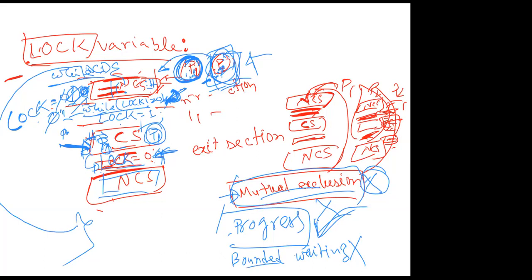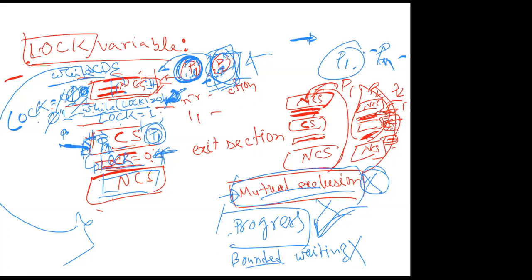Some properties for the lock mechanism. It is a multi-process solution. Okay, any number of processes can use this mechanism, any number P1, P2 till n. Why is it a multi-process solution? Later we will see some synchronization algorithms that apply only to two processes. But this type of algorithm you can apply for multiple processes, any number of processes.